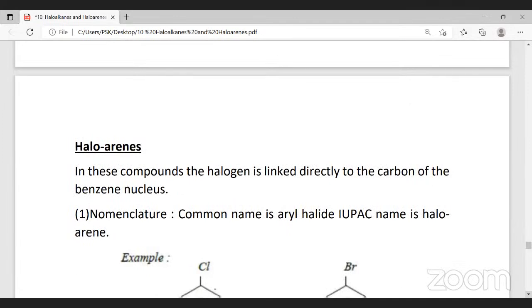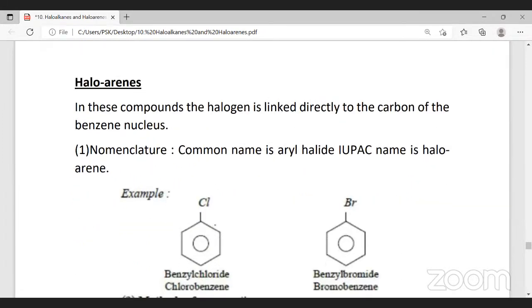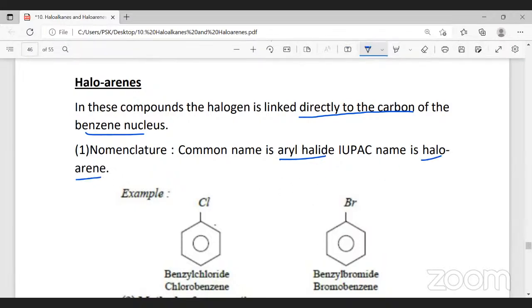Haloarenes. Now we are coming to haloarenes. What are haloarenes? Arenes are ring compounds. In these compounds, halogen is linked directly to the carbon atom of the benzene nucleus. So whenever halogens are directly bonded to a carbon atom of the benzene nucleus, we call that haloarenes. Nomenclature: the common name is aryl halides. The IUPAC name is haloarenes.